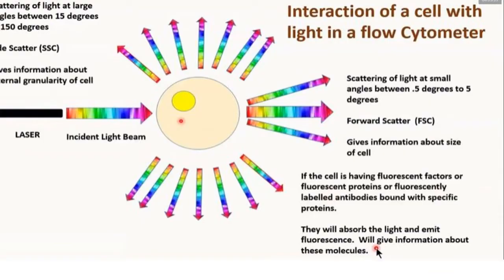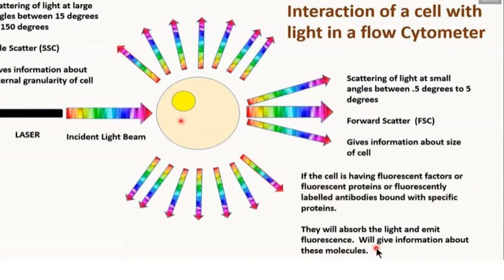So what happens when a cell interacts with light? Here is a cell. This is the laser. The laser puts an incident light beam on the cell, and the cell has different kinds of interaction with this light. The first kind of interaction is the scattering of light at small angles, between 0.5 degrees to 5 degrees, and this scattering of light is called forward scatter. That is the first parameter of flow cytometric analysis, which gives us the information about the size of the cell.